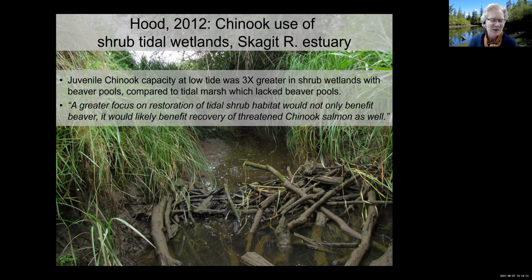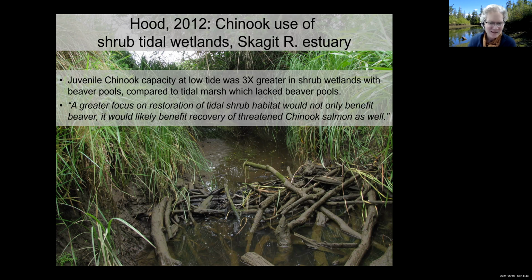And Greg Hood did a study showing just how important these wetlands can be. He was working in the shrub tidal wetlands up in the Skagit River estuary in Puget Sound, and he found that Chinook capacity, carrying capacity for young Chinook at low tide, was 3 times greater in shrub wetlands that had beaver activity compared to tidal marsh, which didn't have these beaver ponds. And he stated that restoring this tidal shrub habitat is very important, not just to beaver, but to the fish as well.